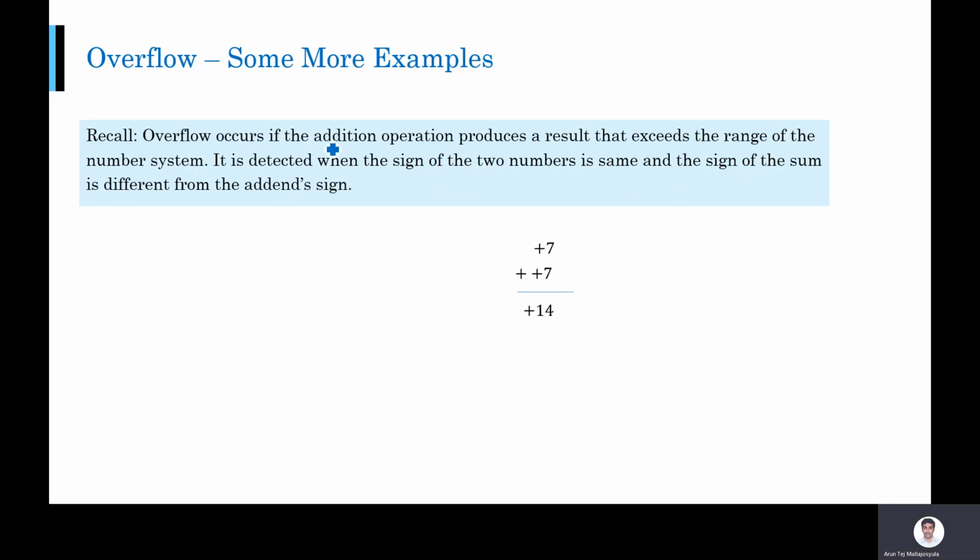So recall that overflow occurs if the addition operation produces a result that exceeds the range of the number system. It is detected when the sign of two numbers is the same and the sign of the sum is different from the addend sign. This is the second point that we have not clearly seen. So let us look at this example.